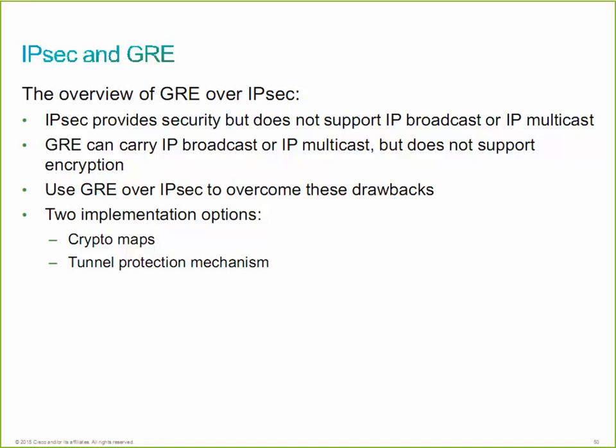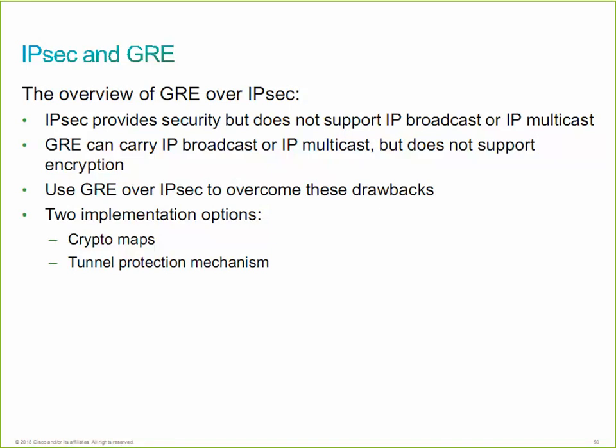If I'm just using the tunnel protection mechanism, the packet gets routed to the tunnel interface. GRE then encapsulates that packet. IPSec adds the encryption to the GRE tunnel, and the encrypted and encapsulated packet is then forwarded to the destination based on the routing table. All right.